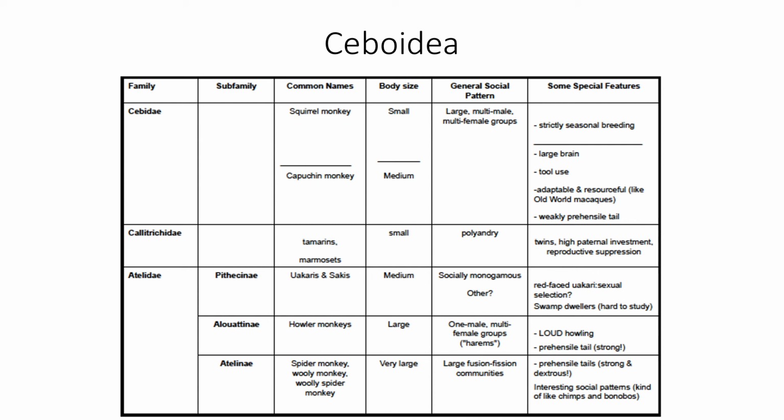They are very smart. They use tools in the wild. They are the only New World monkeys that we see doing that in the wild. They are adaptable and resourceful, so they are very much like our Old World monkeys. They are often compared in studies to Old World monkeys. And they have a weakly prehensile tail. So what does that mean? I'll talk a little bit later about prehensile tails and the differences.